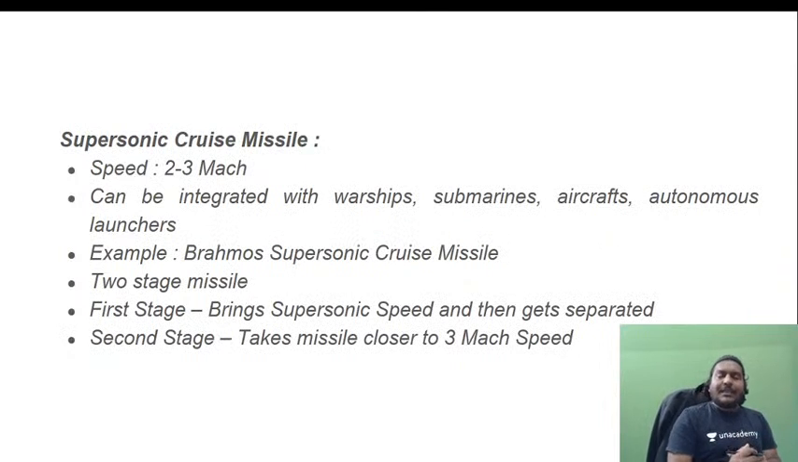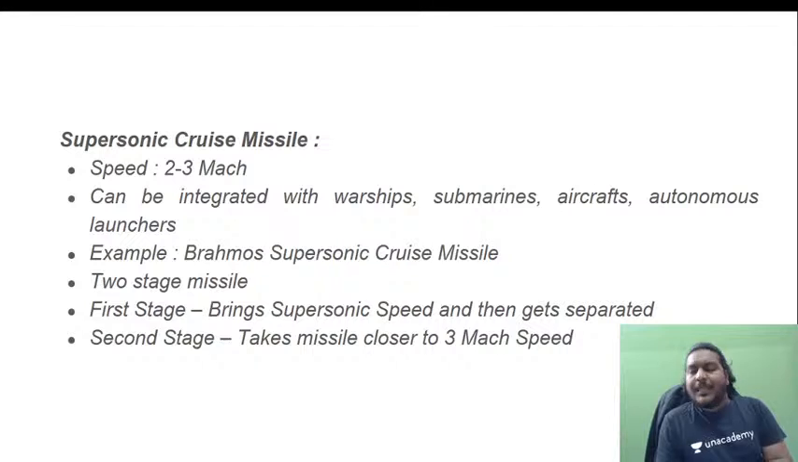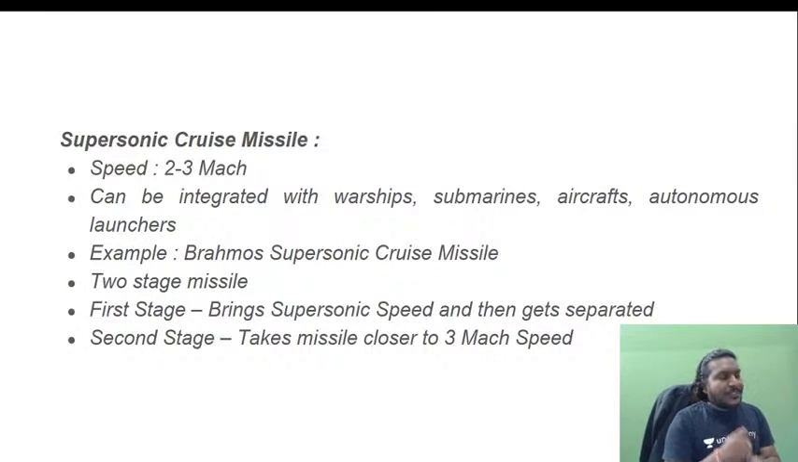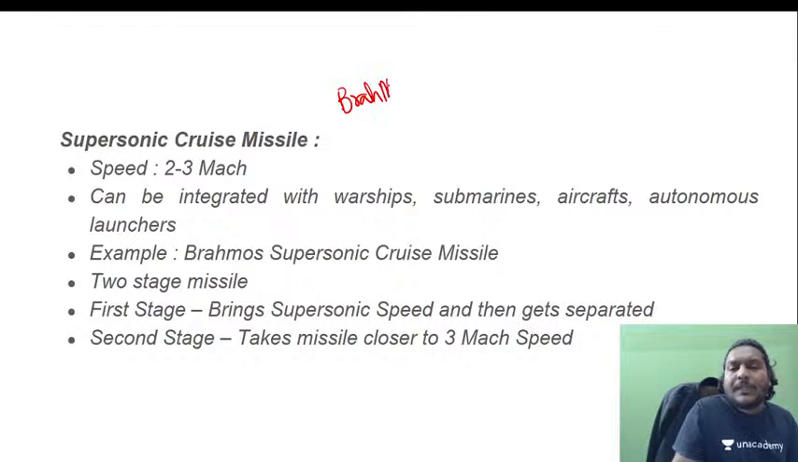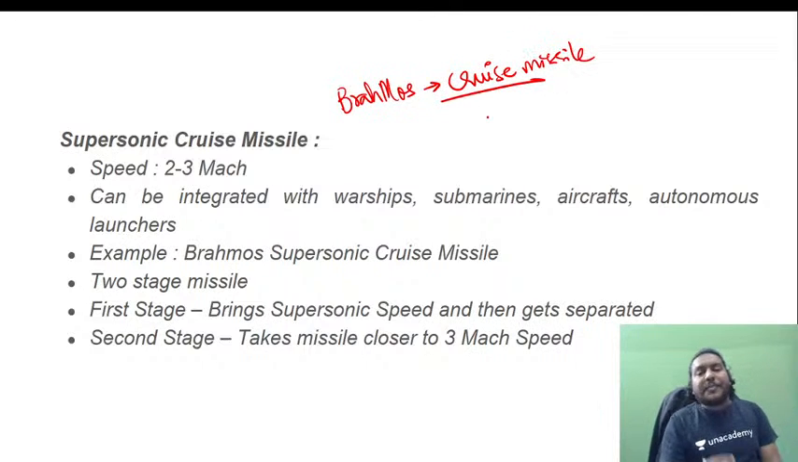Supersonic. Subsonic is done. Next is supersonic, which definitely indicates more than the speed of sound. It could be 2 to 3 Mach. So you could use the supersonic cruise missiles on warships, in submarines, in aircraft, and even in autonomous launchers. For example, the BrahMos that we keep talking about. Do remember, sometimes you may be confused here. The BrahMos missile which we are talking about is a cruise missile. It's not a ballistic missile, it's a cruise missile. And BrahMos is actually a supersonic cruise missile where it has 2 stages.